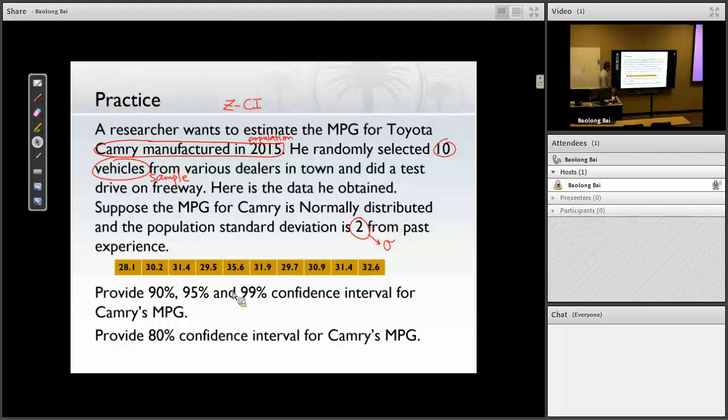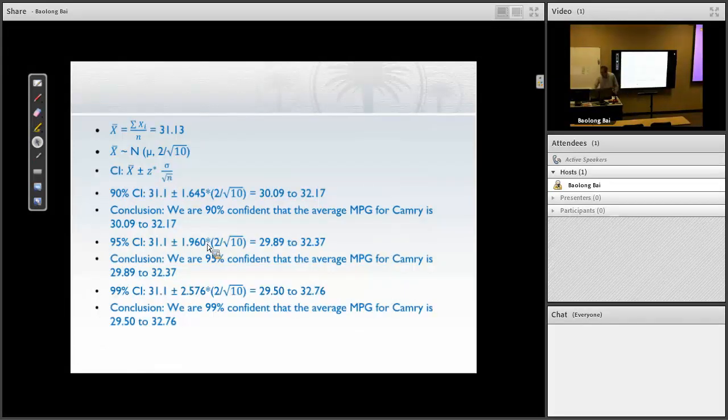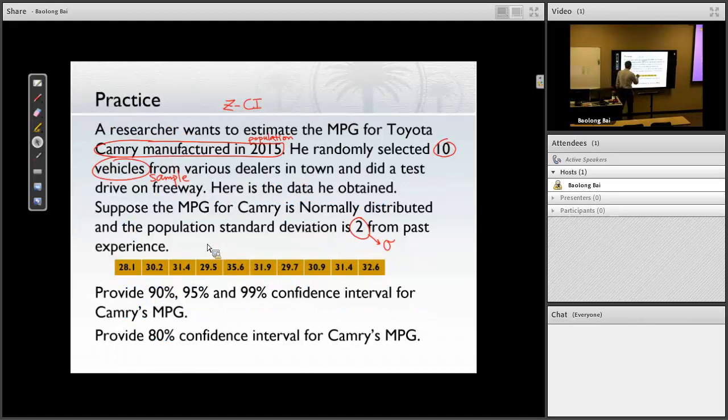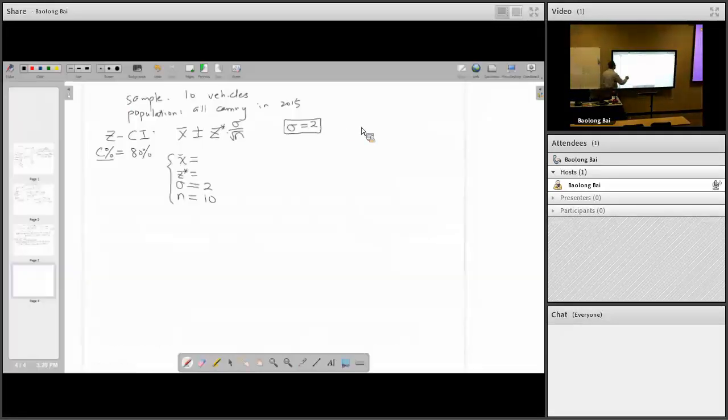You can calculate the sample mean X bar. This goes back to your chapter 2: how do you find the sample mean and sample standard deviation? So the sample mean, you can calculate it. I skip the process of calculation here. Then X bar equals 31.13.